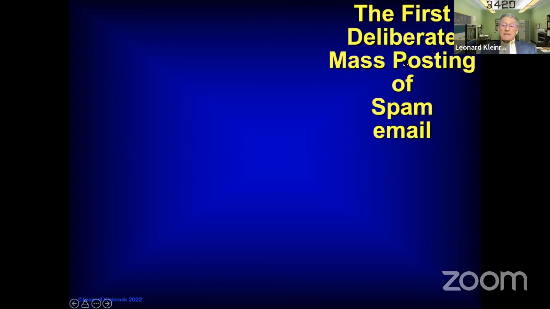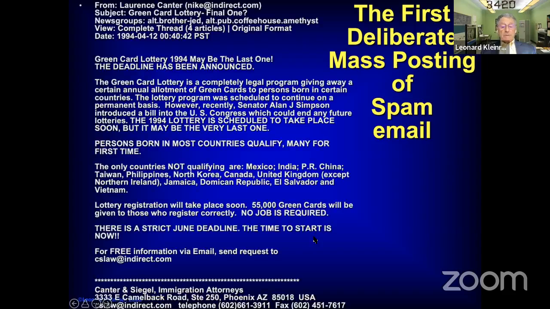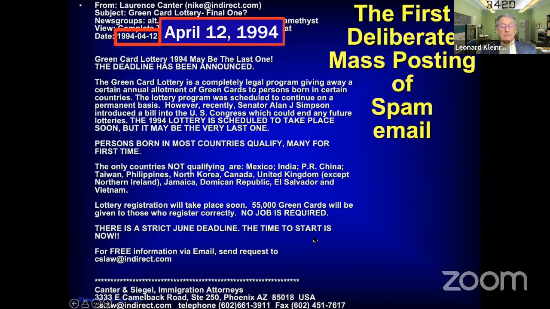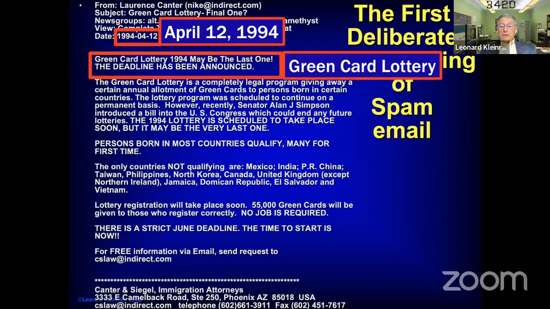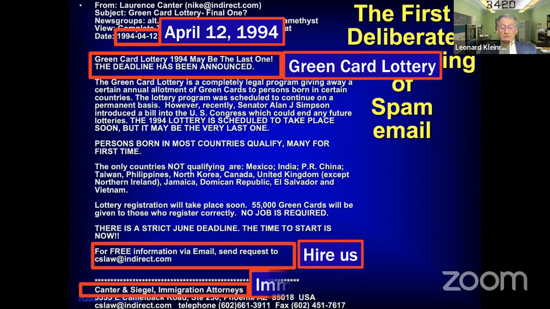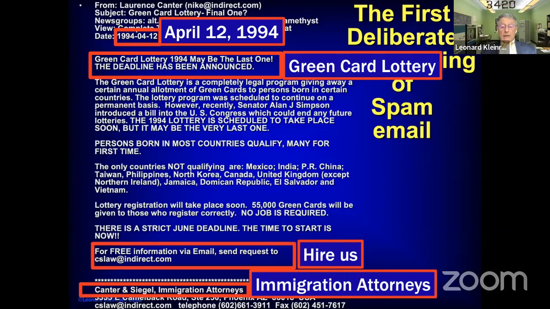It was a deliberate mass posting of spam email. And if you've never seen the first spam email, there it is. That's a picture of it. It was sent out on April 12th, 1994. They announced there's going to be a green card lottery, and they said, hire us. We're a couple of lawyers. They were advertising their services on our research engineering network. They were not allowed to do this.